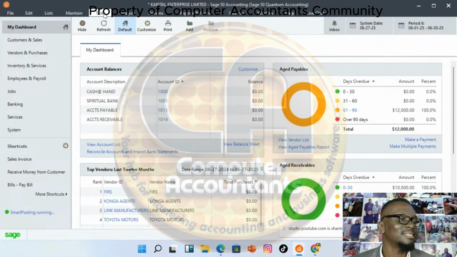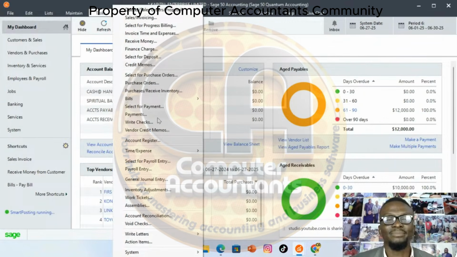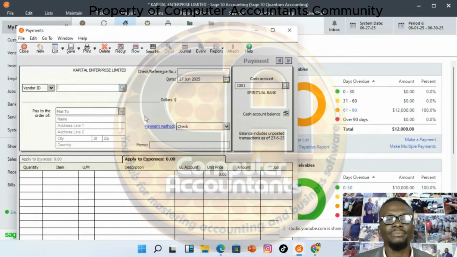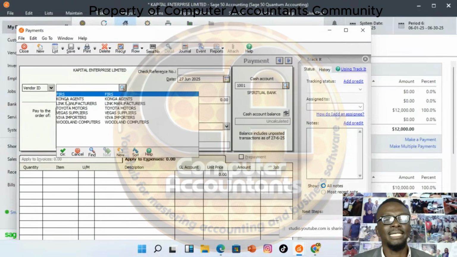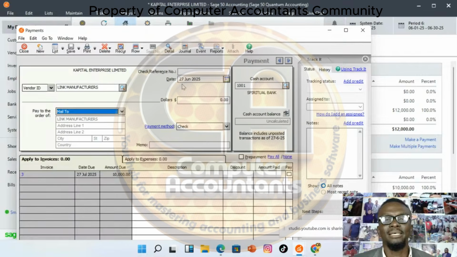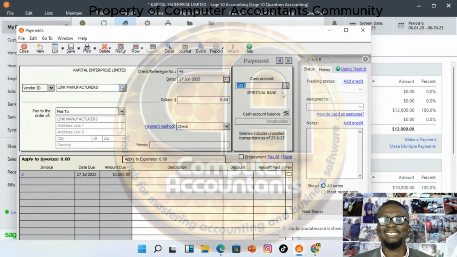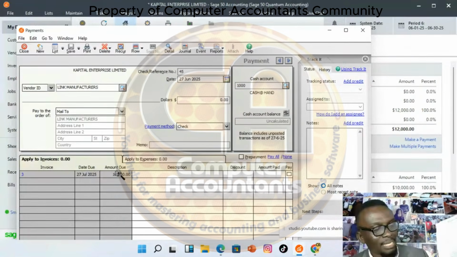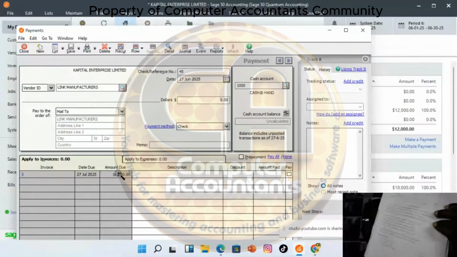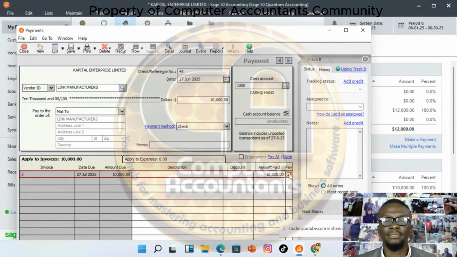Go back to tax and select payment once again. Who are we paying? Link Manufacturers. In this regard, we are paying him by cash. So let's say the cash approval slip number is 45. Then under cash account, we'll now change it to cash at hand. Okay, then we are paying him in full. We are owing him 10,000, and the same 10,000 is what we are paying him. So I'll click pay. Then don't forget your narration. You make your narration.